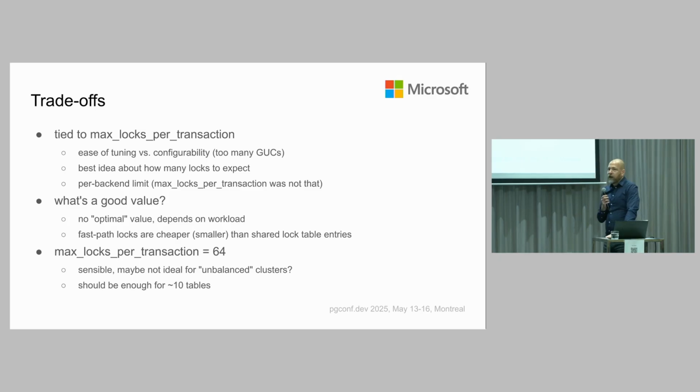There is no optimal value. It depends on the workload. The default value is 64, which is good for maybe a dozen partitions. If you have more partitions, with more entries, you need to increase that.